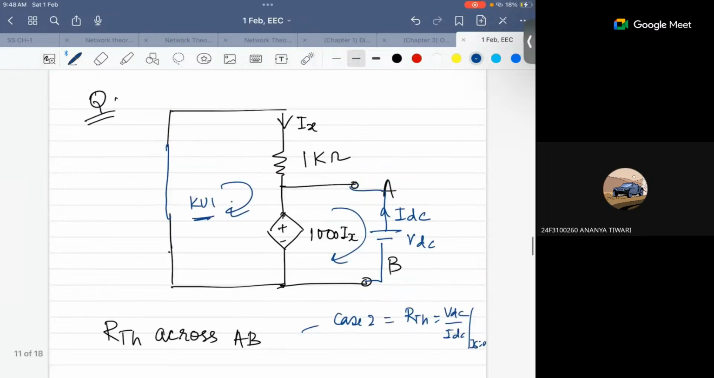So if you are using KVL here, what is the value that you are getting? See, what will be the value? Ix. So you just use it. This will be plus minus, so this will be what? Ix times 1 kilo ohm, correct? Plus 1000 Ix equals 0, right? Are you able to hear me or not? Am I audible? Yes, sir. Okay.